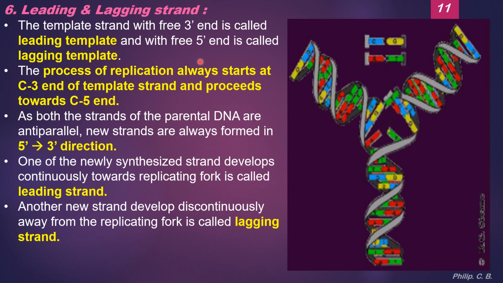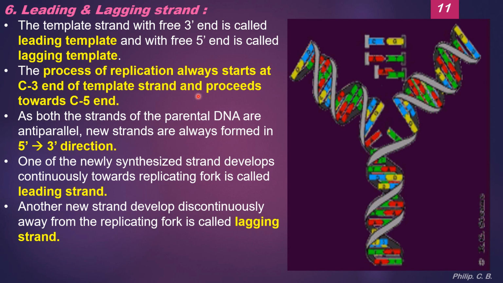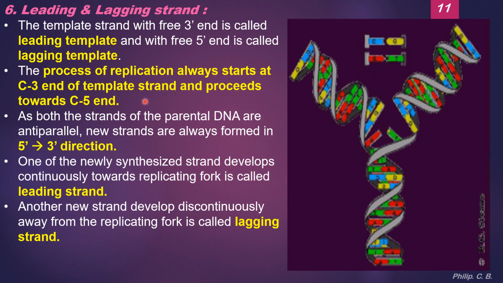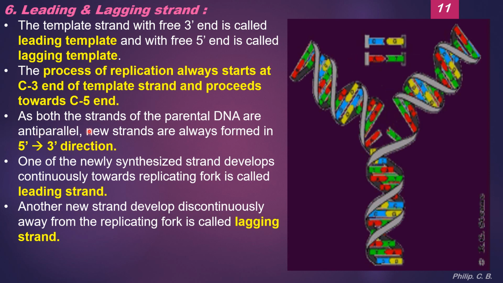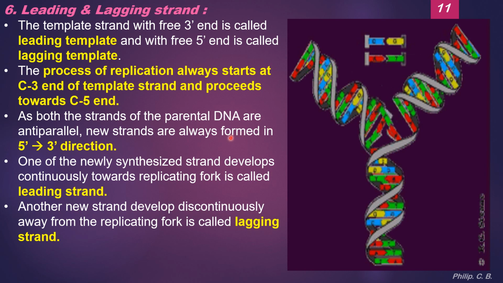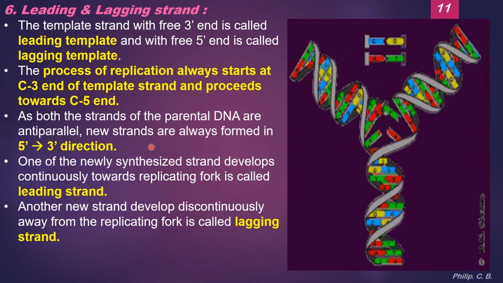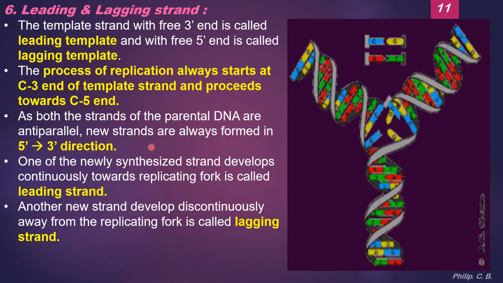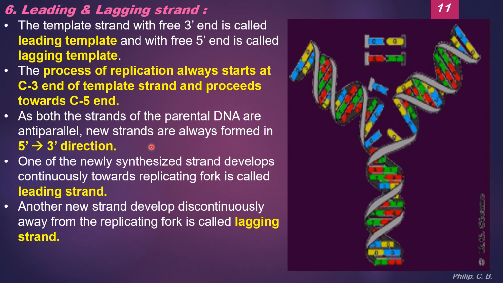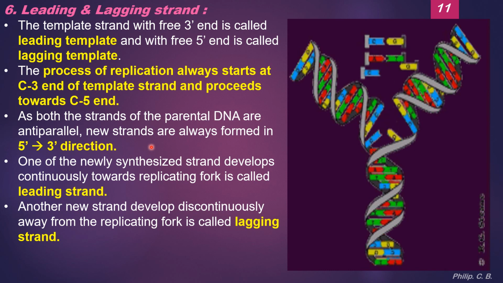The process of replication always starts at the 3' end of the template strand, and proceeds towards the 5' end, as both the strands of the parental DNA are anti-parallel. New strands are always formed in the 5' to 3' direction. So because the parental strand is anti-parallel, it is opposite, so the new strands are always formed in the 5' to 3' direction.